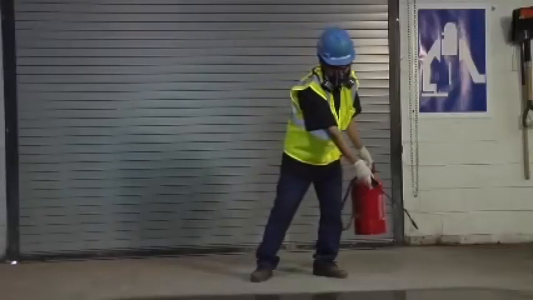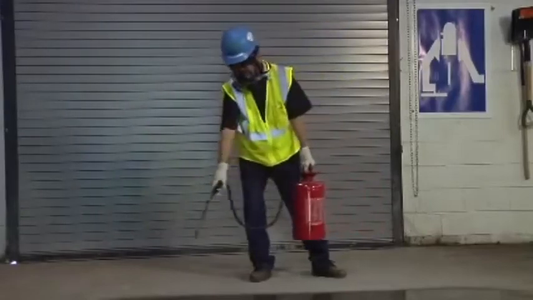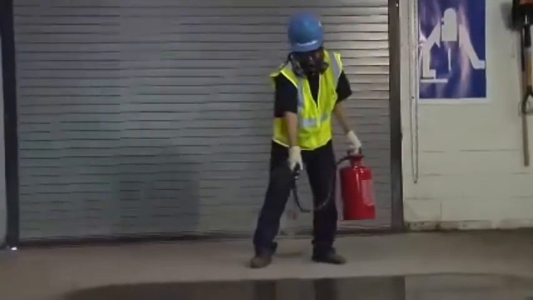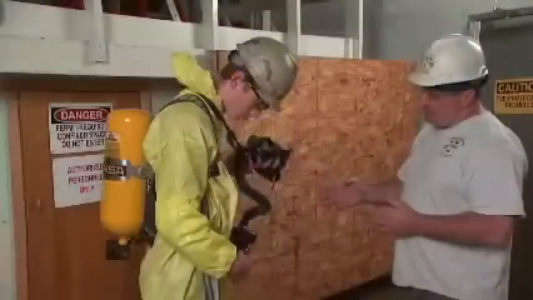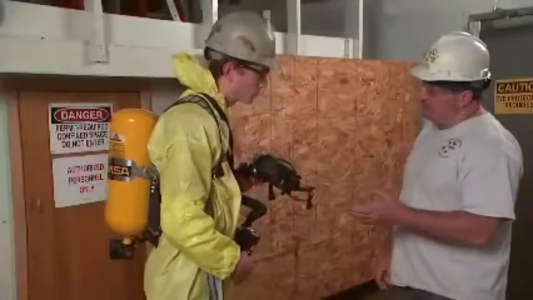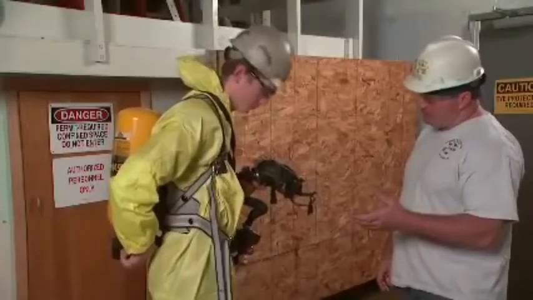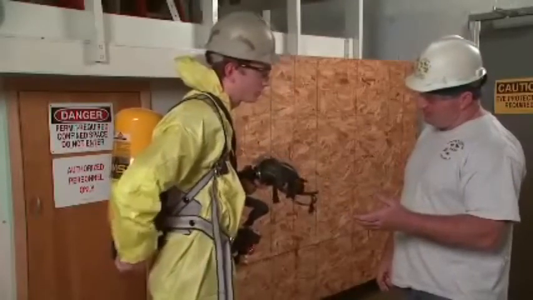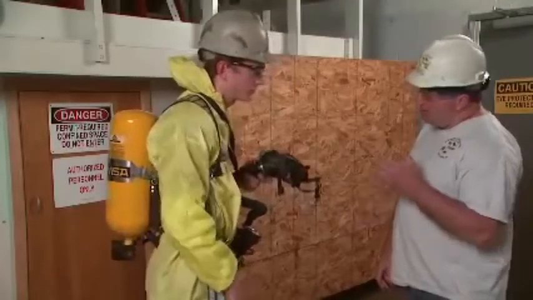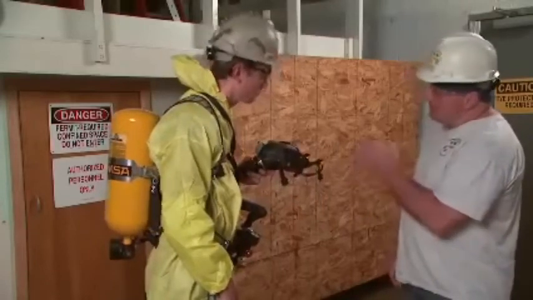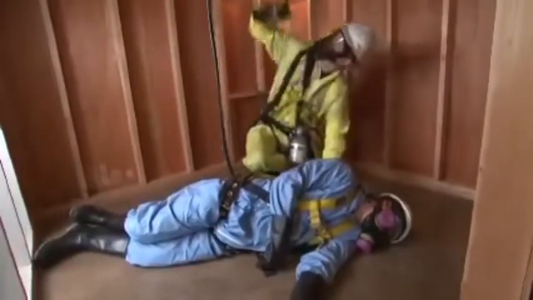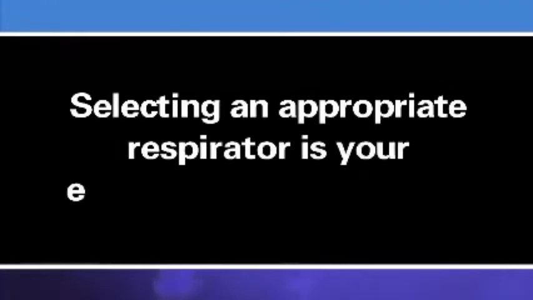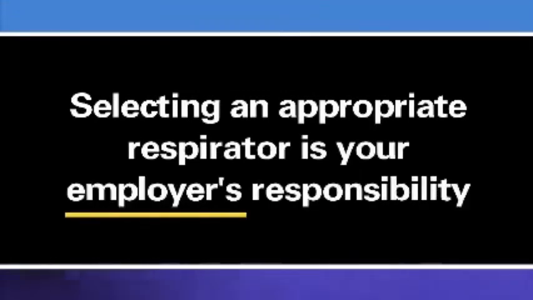For example, you could use an air purifying respirator with chemical cartridges or an atmosphere supplying respirator, such as an airline respirator or a self-contained breathing apparatus, also known as an SCBA. In addition, atmosphere supplying respirators are the only respirators that will protect you against hazardous atmospheres like carbon monoxide and lack of oxygen. Remember, selecting an appropriate respirator is your employer's responsibility.